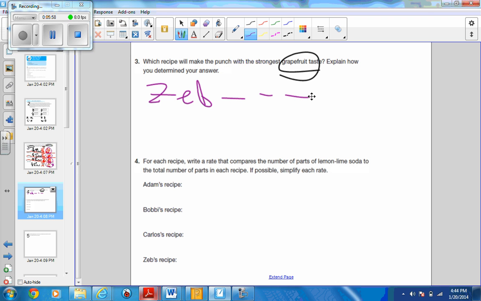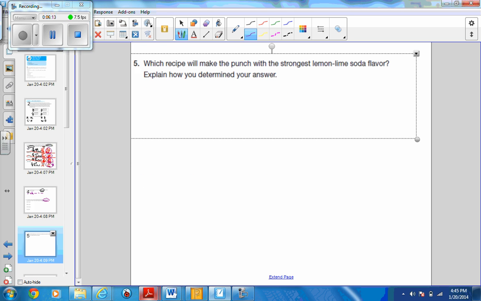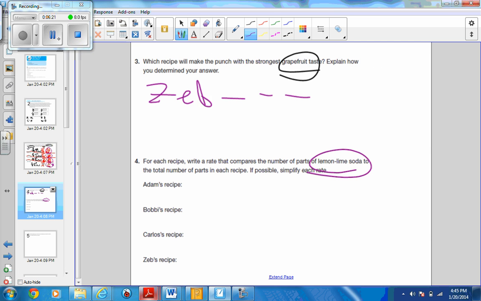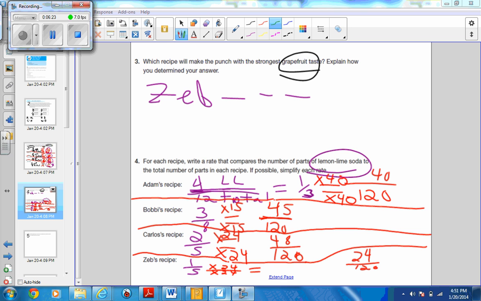Okay, now for 4, we're going to do the same thing, but now for lemon lime soda. So you're going to look at lemon lime over total and simplify as needed. And then you're going to go look at question 5 to see which one has the most lemon liminess. So go ahead, I want you to work that problem on your own, and when you're done, start the video again.